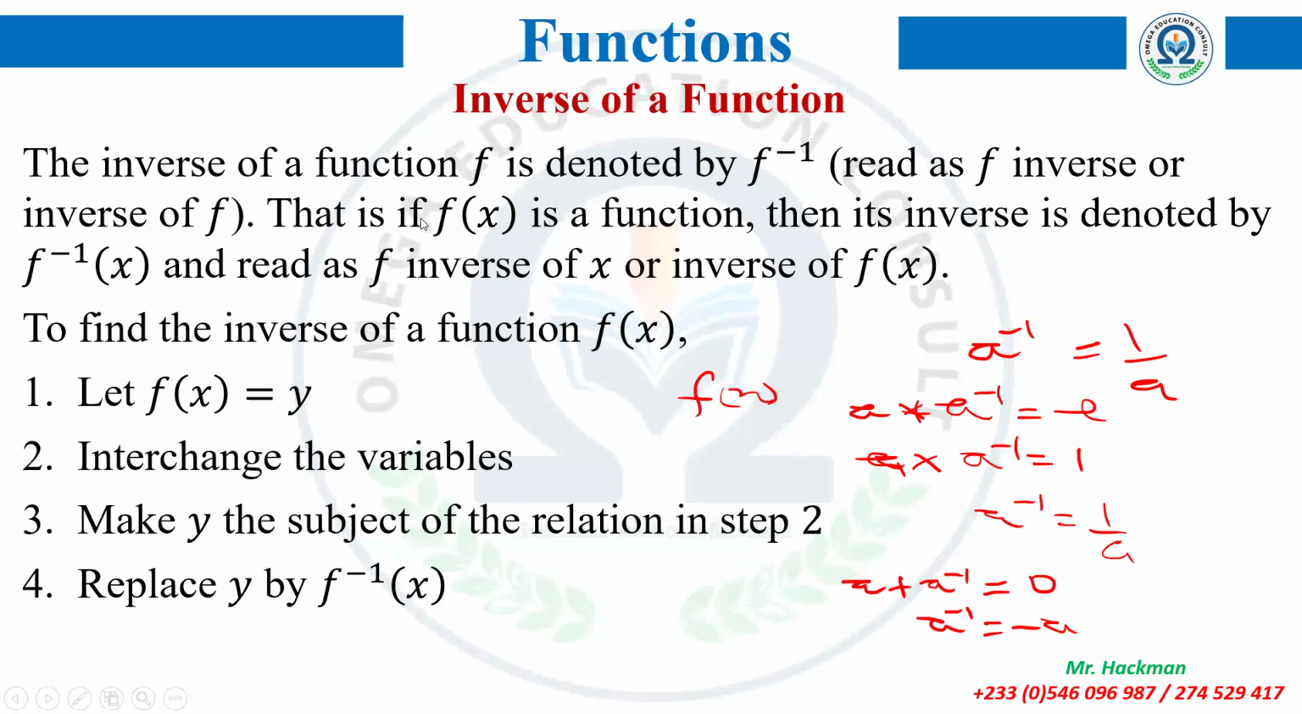If f of x is a function, then the inverse is denoted by f inverse of x. So now you attach your x to what you have here, and read it as f inverse of x, or inverse of f of x. Anytime you see this, you read it as f inverse of x, because this is read as f inverse, and this will be x. If this power was not there, it would be f of x. Now, this power is there, so it will be f inverse of x. So you know how to read any function which comes in this inverse notation.